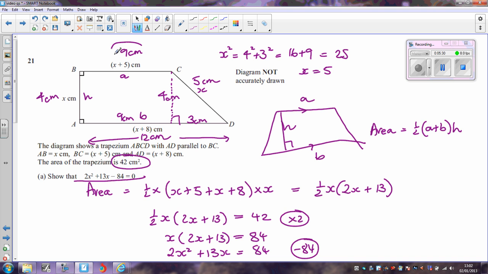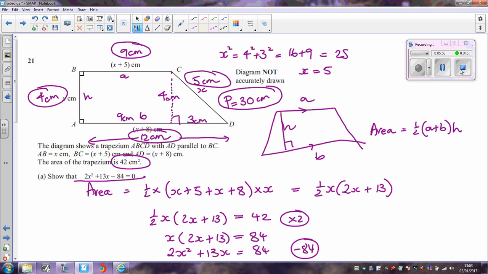The perimeter then is found by adding BC, which is 9, plus CD, well that's my 5 centimeters, plus DA, well that's this 12 centimeters, plus A to B, which is 4 centimeters. If we add those up, 9 plus 4, 13, 13 and 12 is 25, plus the 5 here makes a total of 30 centimeters. So the perimeter is actually going to be 30 centimeters, and that gives me the answer to part b.